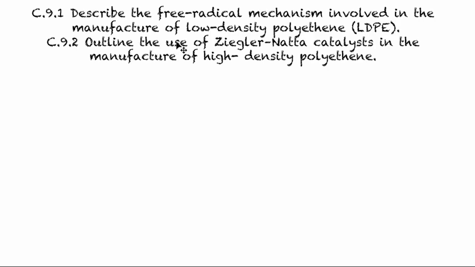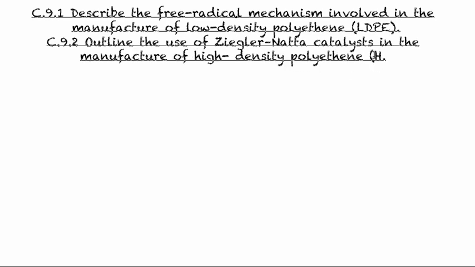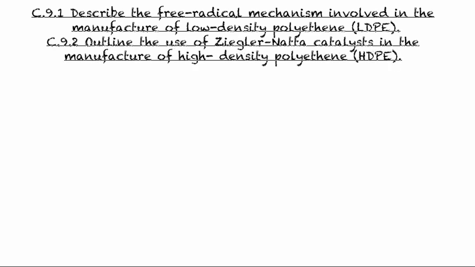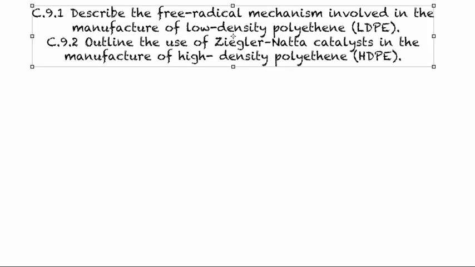So in C.9.2, we're looking at the Ziegler-Natta Catalyst in the manufacture of high-density polyethylene, and that's usually denoted by HDPE when you look at the label. So let's take a look at what they actually look like structurally.